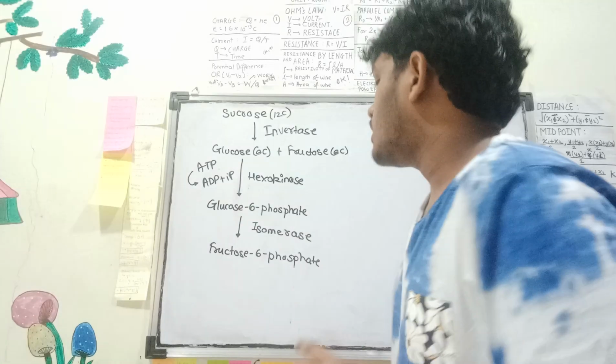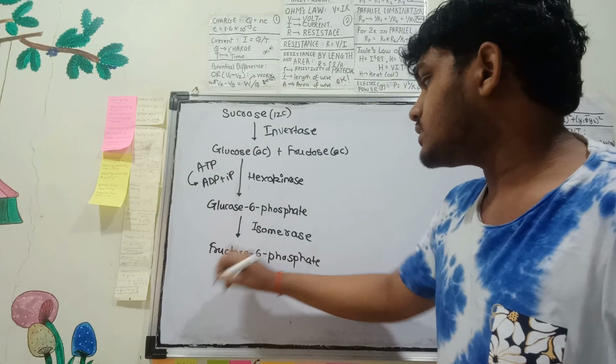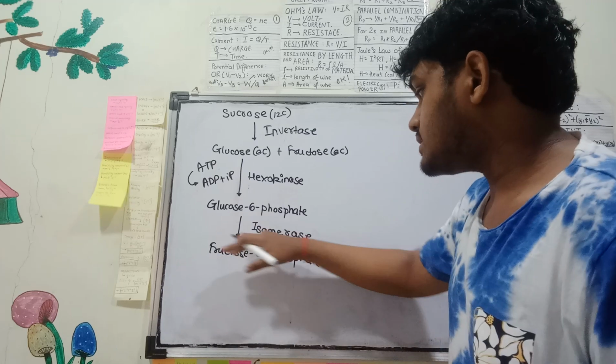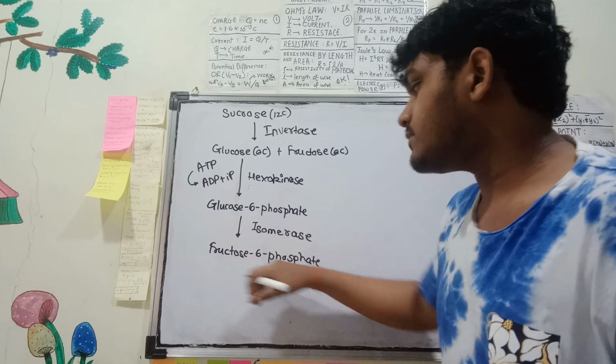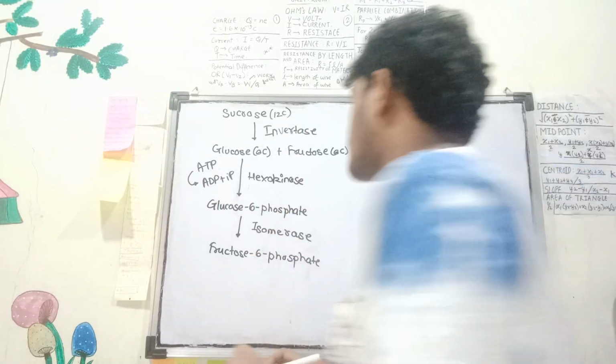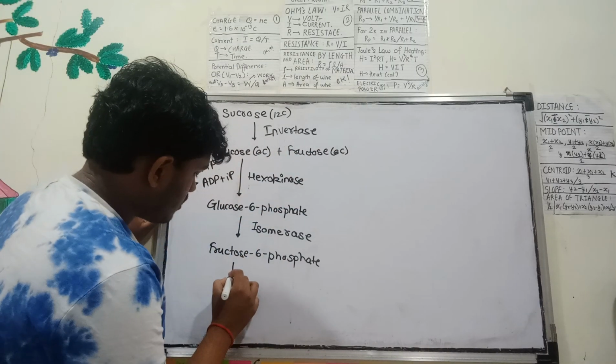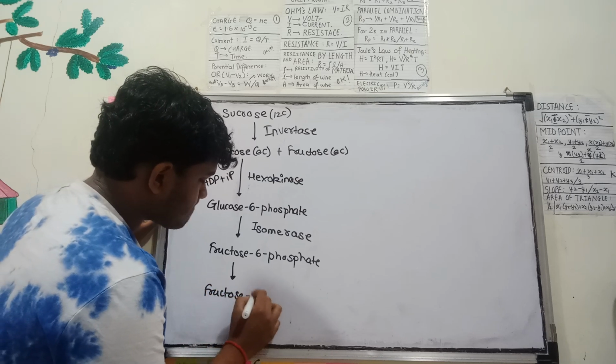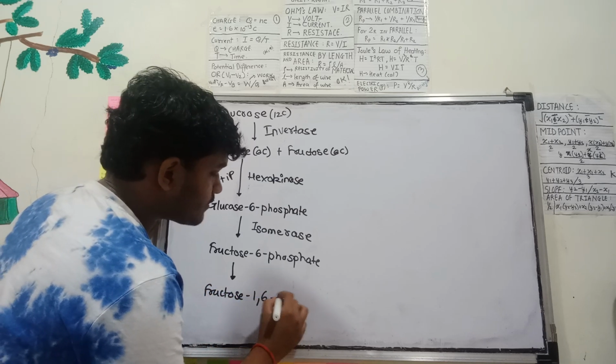Now glucose 6 phosphate is converted into fructose 6 phosphate. Here isomerization is done, hence the enzyme's name is isomerase, and the product formed is fructose 6 phosphate. Now this fructose 6 phosphate is converted into fructose 1,6 bisphosphate.